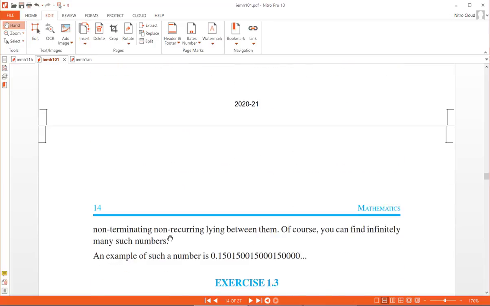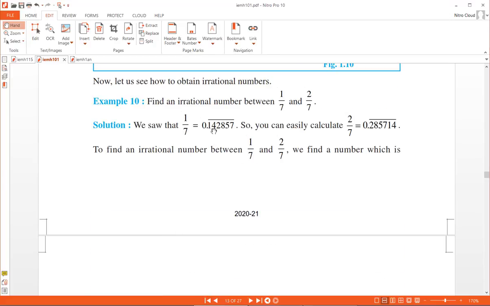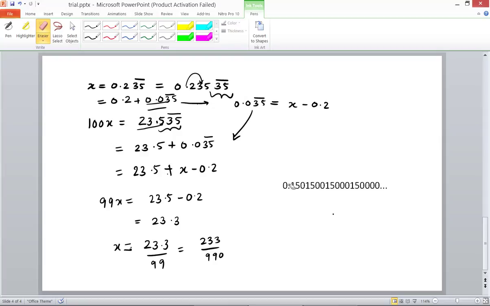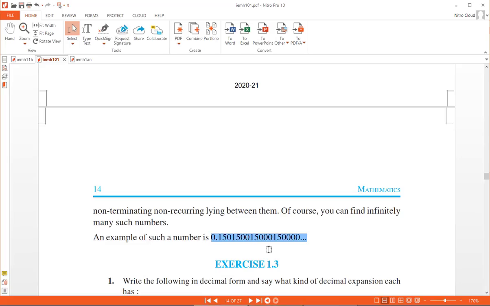So here they have taken an example of 0.15, which is actually greater than this and less than this. So here I have written a number 0.15, 0.015, then 0.0015. So 15 is repeating here, but you're adding one more 0 each time. So I could write 0.160160016, 00016 and so on. So any such numbers could be generated and it will be an irrational number.